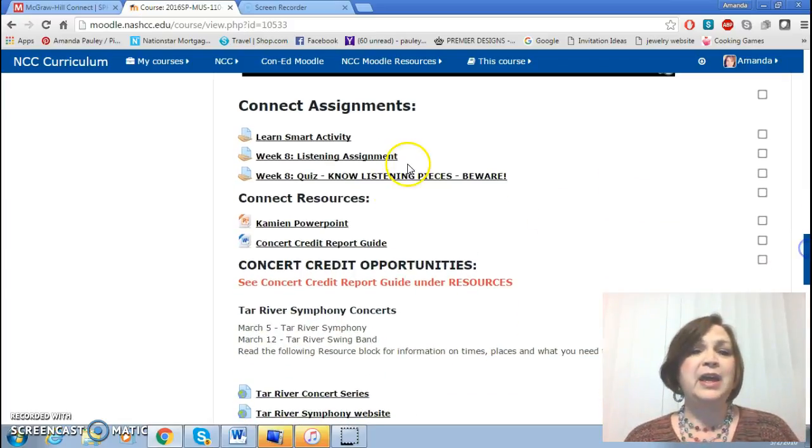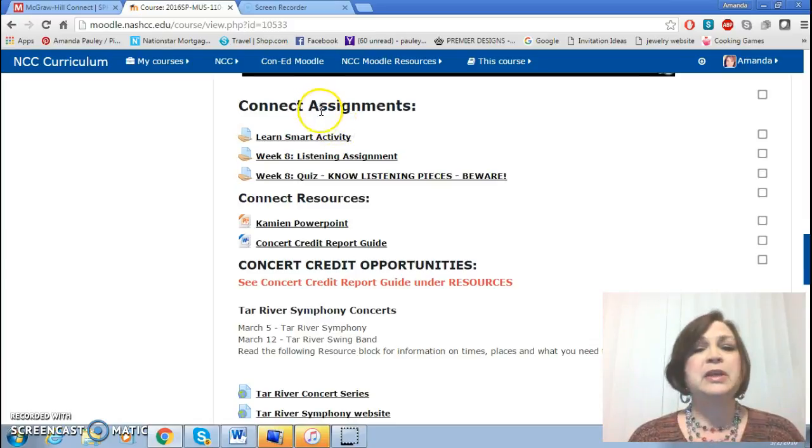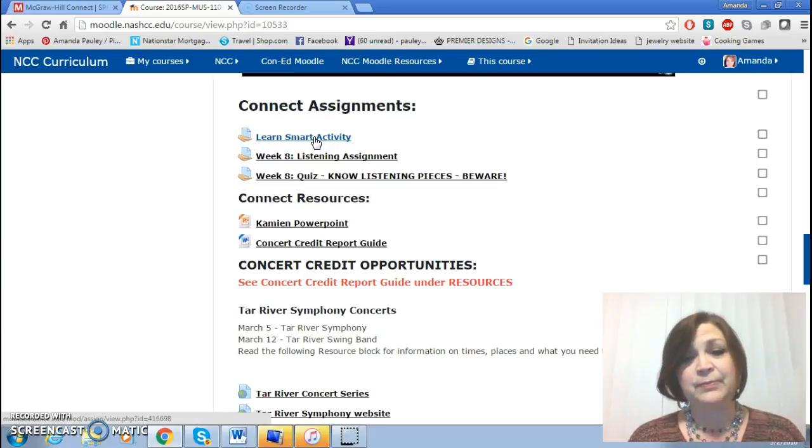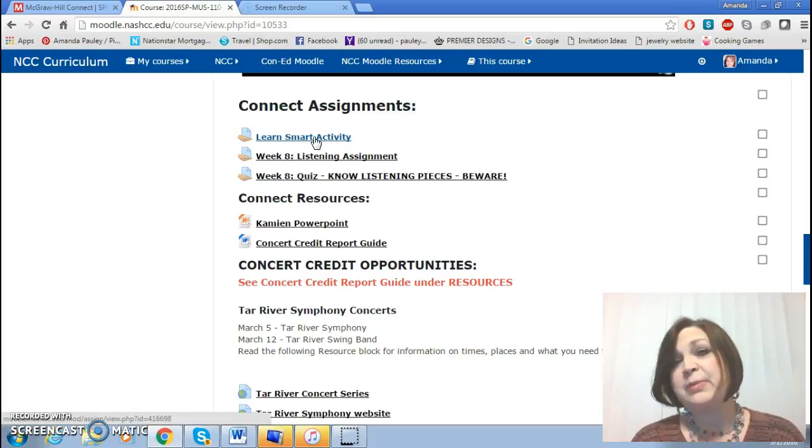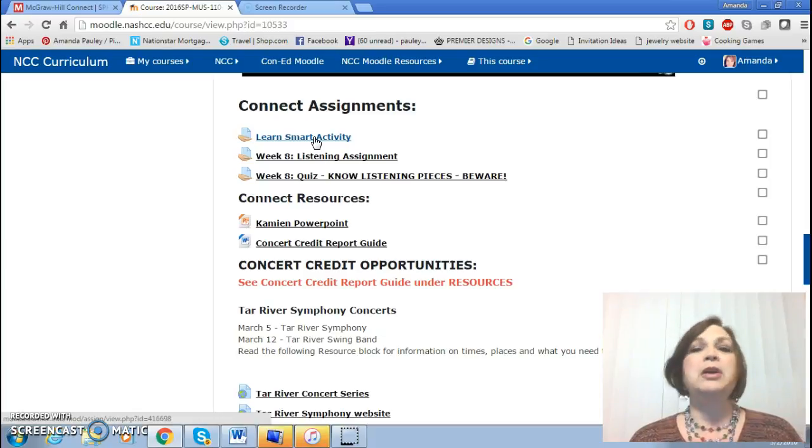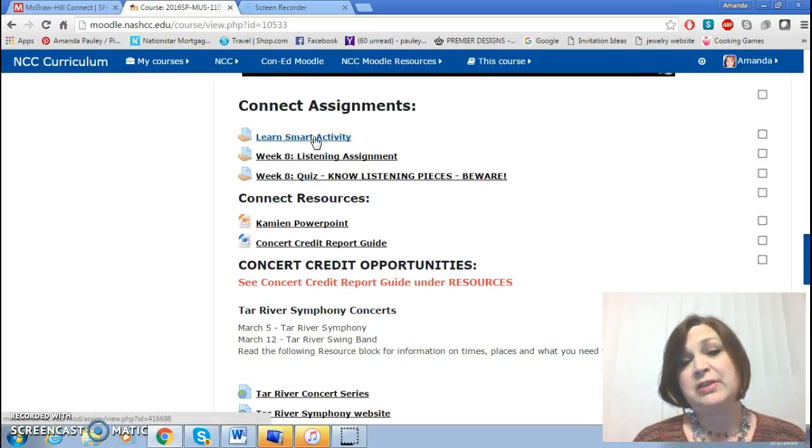Under that, I have grouped your assignments under Connect assignments. The first thing that you're going to see this week is the LearnSmart activity. You need to complete this LearnSmart. This unit, I've created 2 LearnSmart activities, broken up into 2 pieces. Some of you had a hard time finishing the LearnSmart last unit because it was all at once, so I have taken it into 2 pieces. You need to submit 2 separate LearnSmart activities for Unit 4. One is for this week and one covers next week.